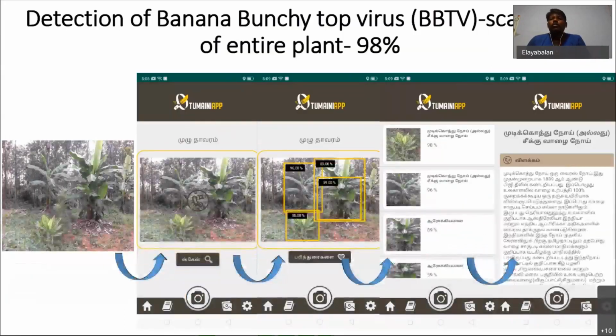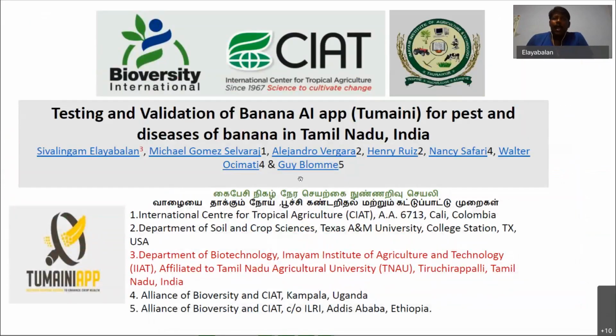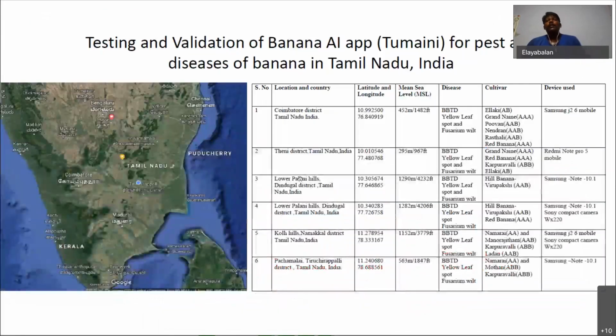So we validated our machine, how it was working. That was the big thing. After collecting the data, training our machine and making the app, we tested it. Very recently, we tested the app in different parts of Tamil Nadu: Coimbatore, Theni, Yercaud Hills, Kolli Hills, and Pachamalai, with different cultivars, different diseases and different mobiles. Farmers do not have well-equipped mobile phones; they have low-version mobile phones. So our machine should work on different kinds of mobile phones. That was our thing, from the farmer's point of view.